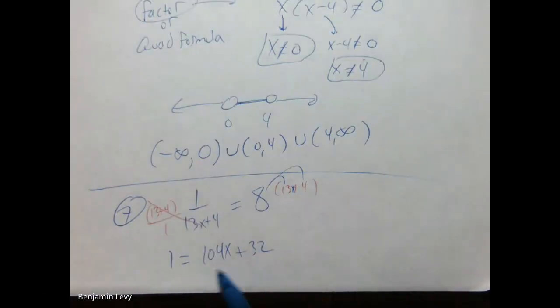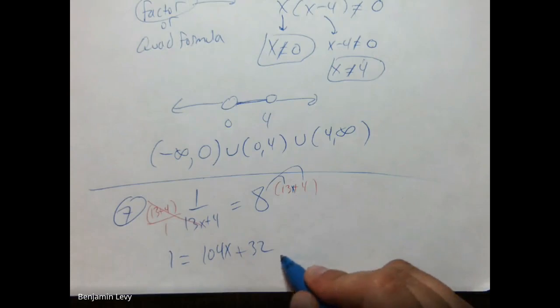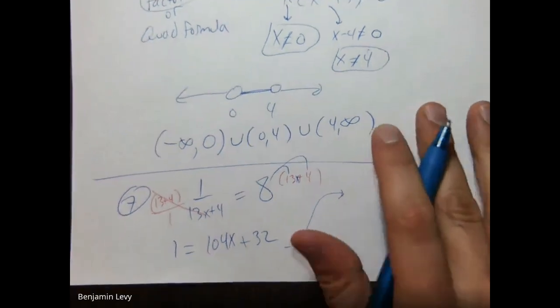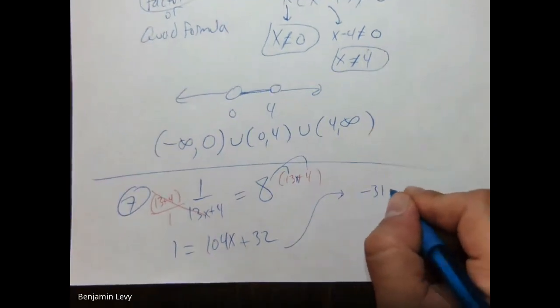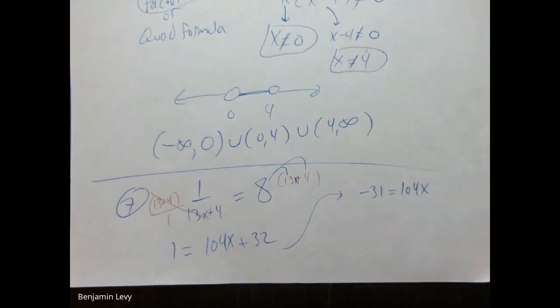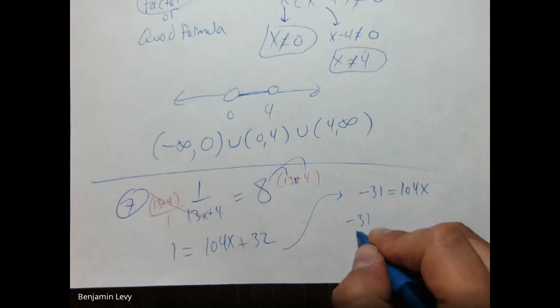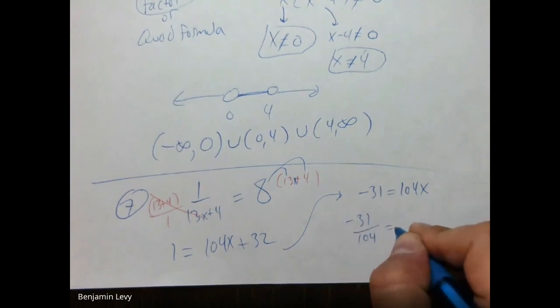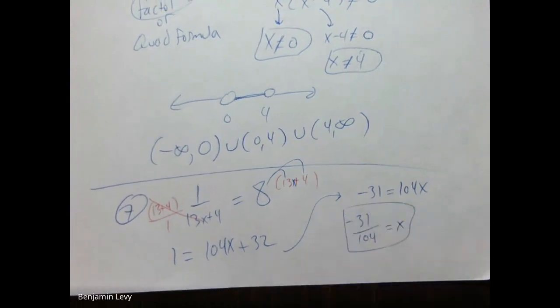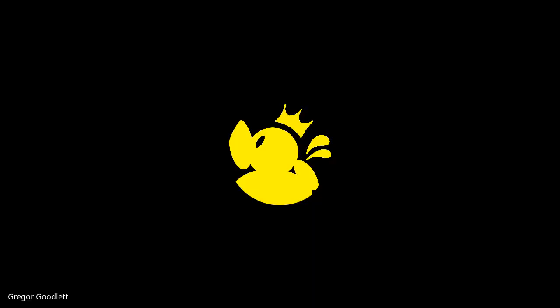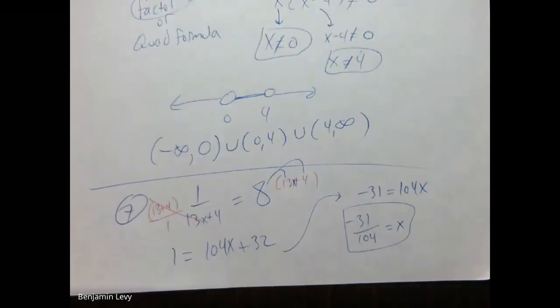Then this is now kind of an easy thing, right? Subtract 32. Move over here. We'll get minus 31 equals 104x. Divide by 104. Okay, thank you. Sure.